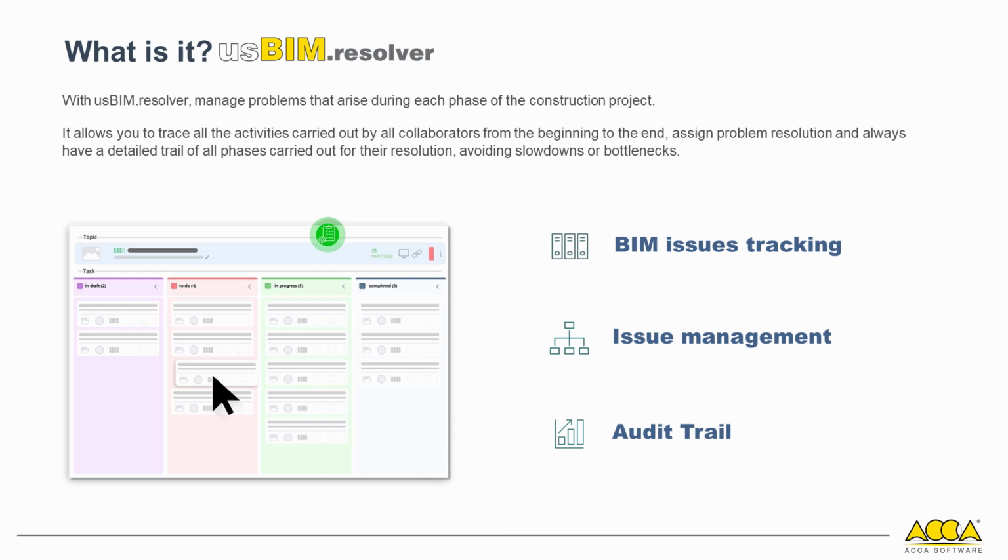With usBIM.resolver, you can effortlessly manage and track project activities using either a simple grid system or the classic Kanban board. The Kanban board features columns representing different phases of the workflow, such as in draft, to do, in progress, completed, and closed. Cards or tasks are easily moved from one phase to another as they progress, providing a clear view of project advancement. The application allows you to customize tabs with colors, tags, priorities, and due dates, enhancing visibility of scheduled tasks and their responsible managers.